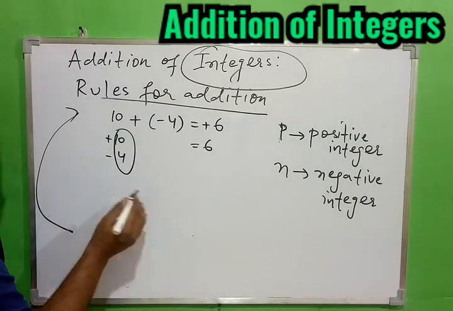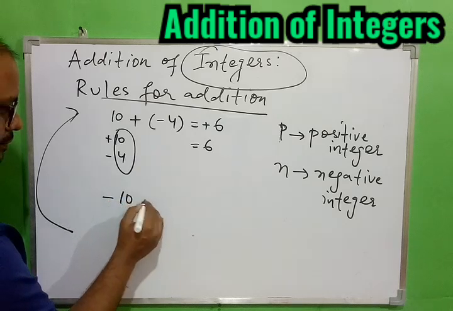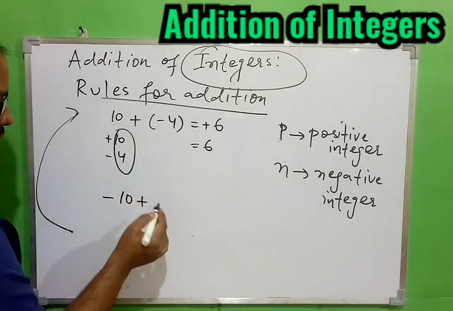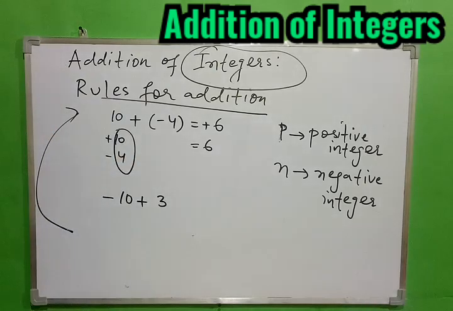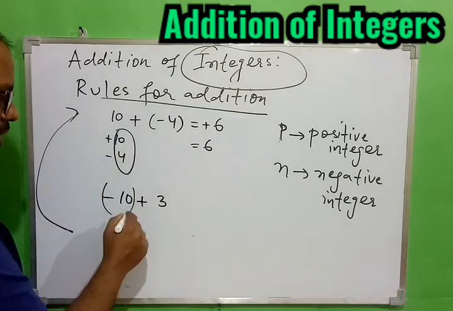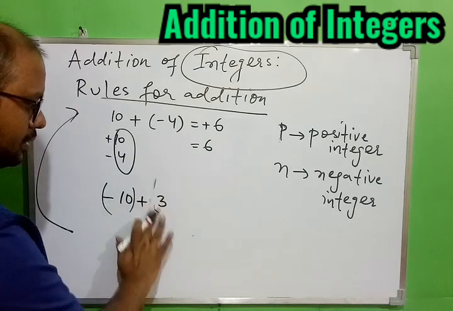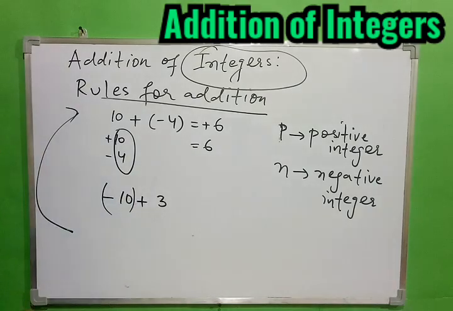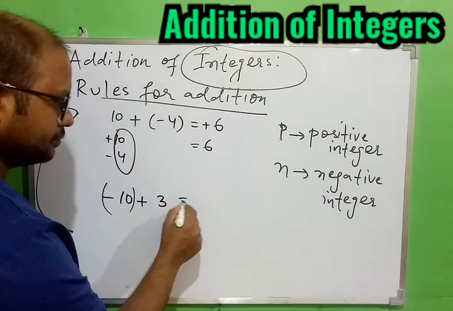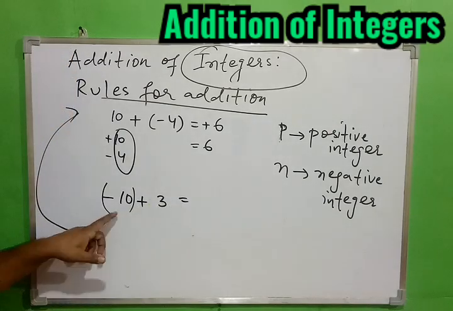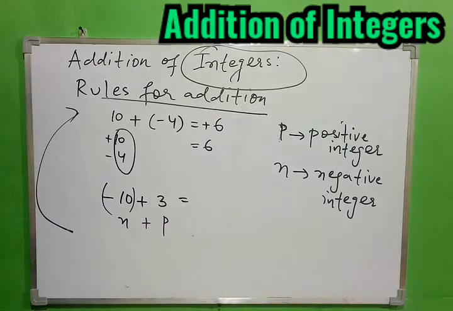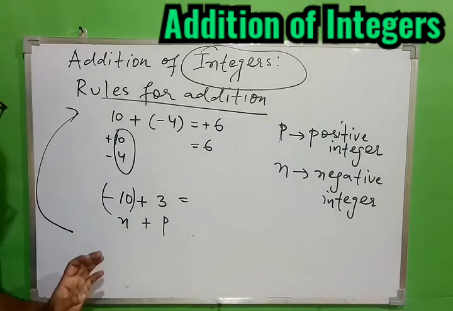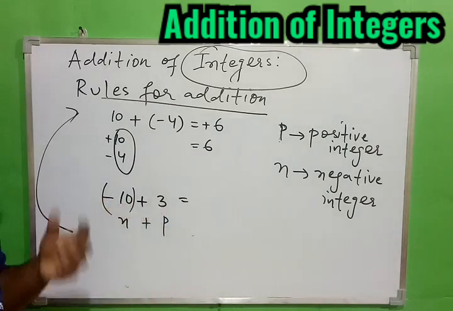That is minus 10 plus 3. Okay, so now we have minus 10 and plus 3 to be added. So again we have one negative integer and one positive integer, and between them we have a plus sign. So overall we have to do the subtraction. So we know 10 minus 3 is how much? 7.